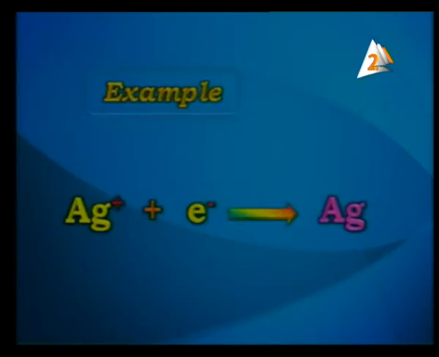It will form an atom or molecule of what? Of Ag, silver atom. Why? We say that it accepts one electron. It's good to say that. This reaction is done inside the lab.